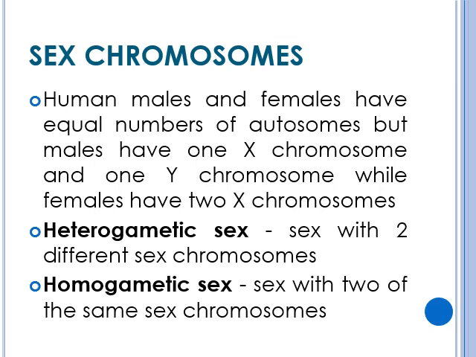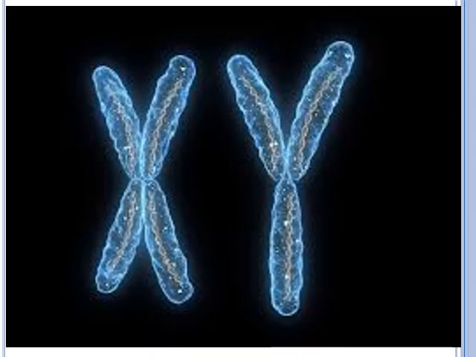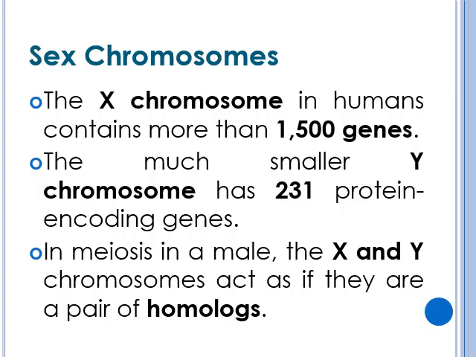So, sex chromosomes. Human males and females have equal numbers of autosomes, but males have one X chromosome and one Y chromosome, while females have two X chromosomes. So what is heterogametic sex? Sex with two different sex chromosomes, and homogametic sex is sex with two of the same sex chromosomes. So that's a picture of the X and Y chromosome.